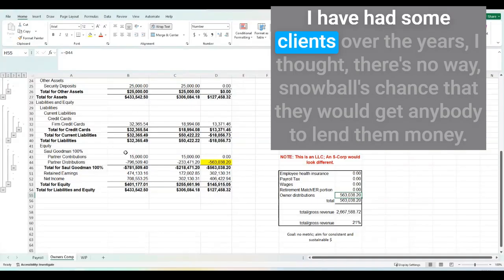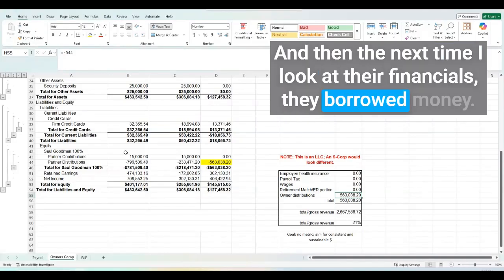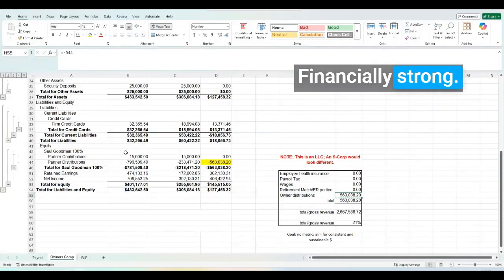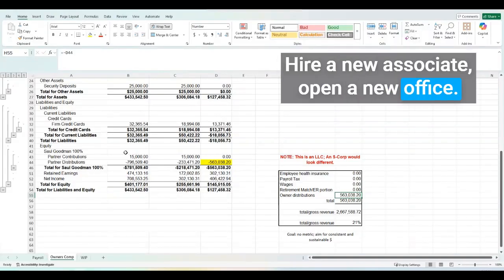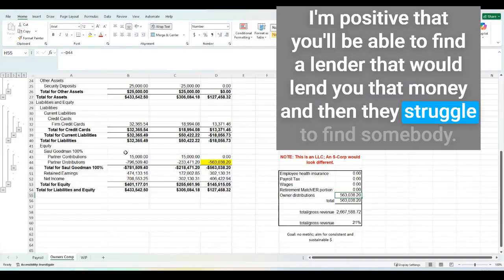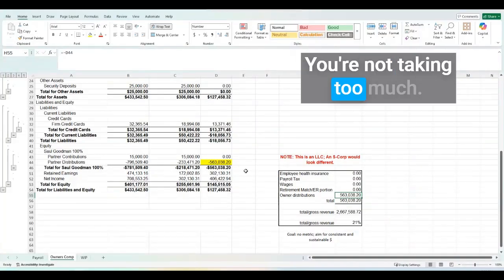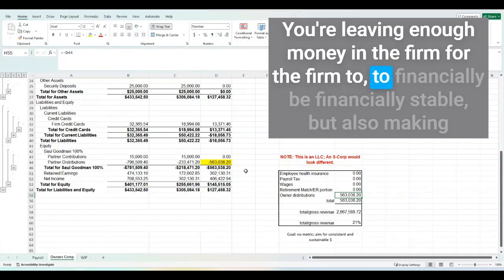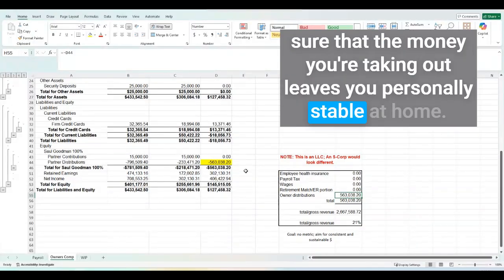I have had some clients over the years where I thought there's no way, snowball's chance, that they would get anybody to lend them money. And then the next time I look at their financials, they borrowed money. And then I've had others where I'm like, nope, financially strong. If you need to borrow money for growth, whatever that means for you, hire a new associate, open a new office, I'm positive you'll be able to find a lender. And then they struggle to find somebody. So I've seen it both ways, but just make sure partner distributions are in check. You're not taking too much. You're leaving enough money in the firm for the firm to be financially stable, but also making sure the money you're taking out leaves you personally stable at home.